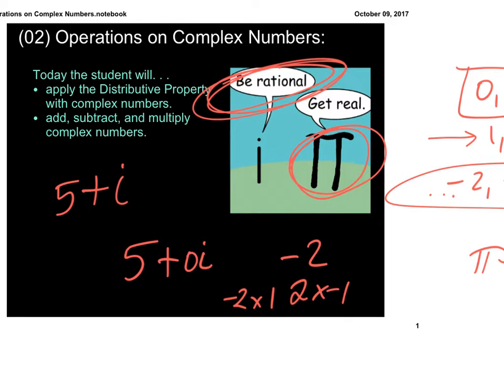All right. So that's the essence of this joke: this guy is saying get real because that's not a real number. It's an imaginary number. Be rational. That guy's not rational because you can't write pi as a fraction.